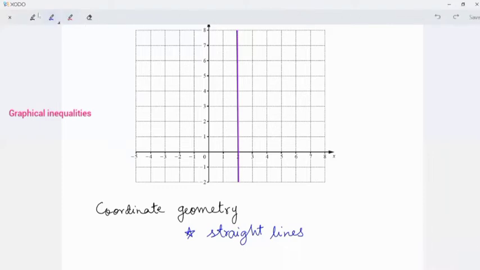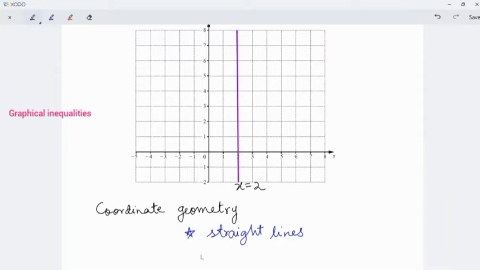There is a reason. On this complete line, all of the values of x are the same. There is a change only in y. You can take any coordinate on this line, and you can see the x-coordinate is the same at each and every point lying on this straight line. So we can deduce the line that is parallel to the y-axis.